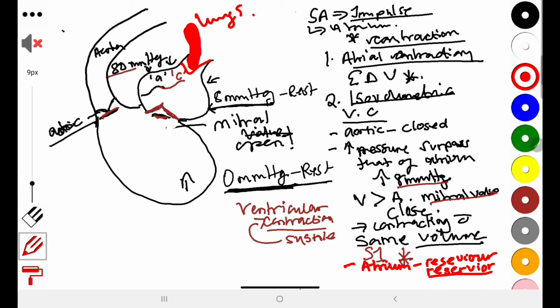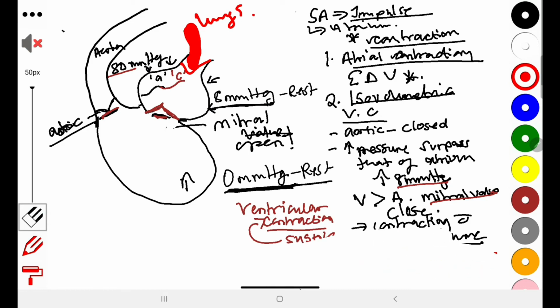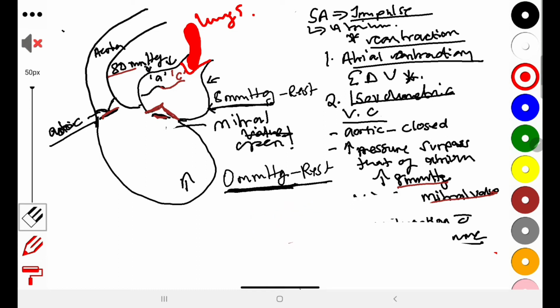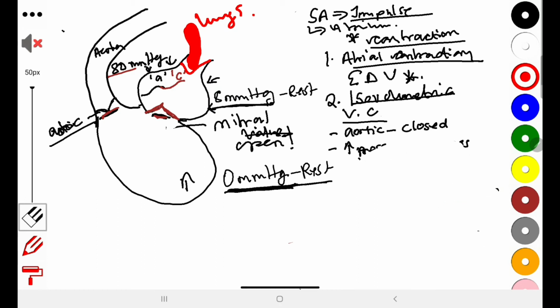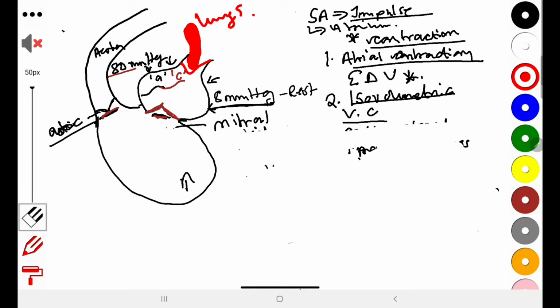So let's go to the next component. What is phase 3? In phase 3, we are going to see a rapid ejection phase. What is going to happen in the rapid ejection phase? Just give me a few minutes.